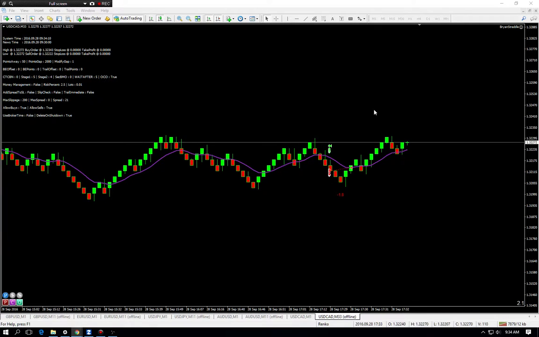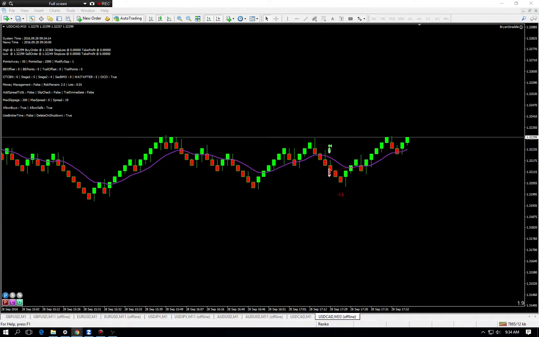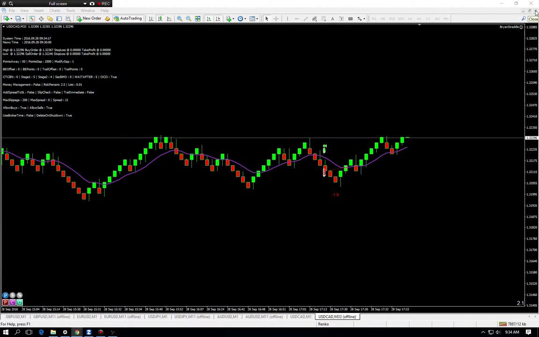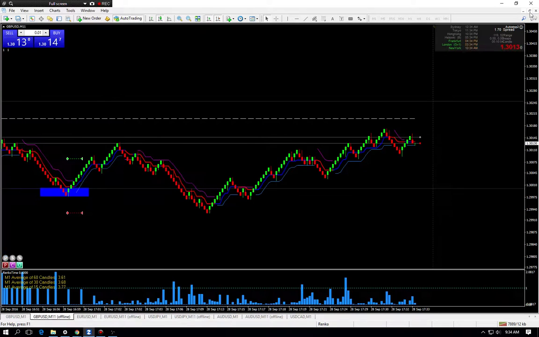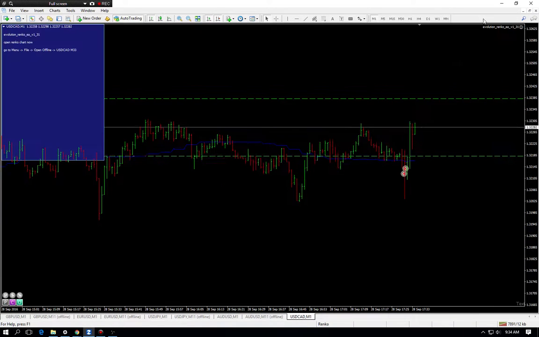But you can see the EA did exactly what it was supposed to, and it worked even better since we're running the right size pip blocks. Renko size pip blocks, whatever. I hope we all know what I mean.